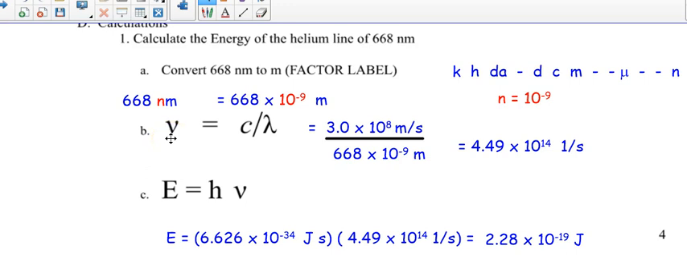Hey, what's new? C over lambda, you're right. So we use the C divided by our lambda, which was in terms of meters, and we got our frequency, and now we can figure out the energy of that wavelength.